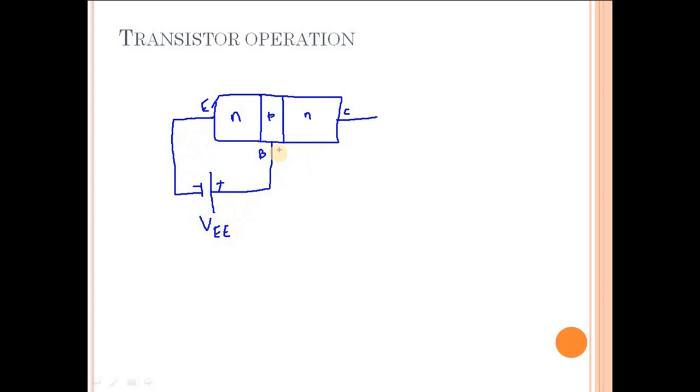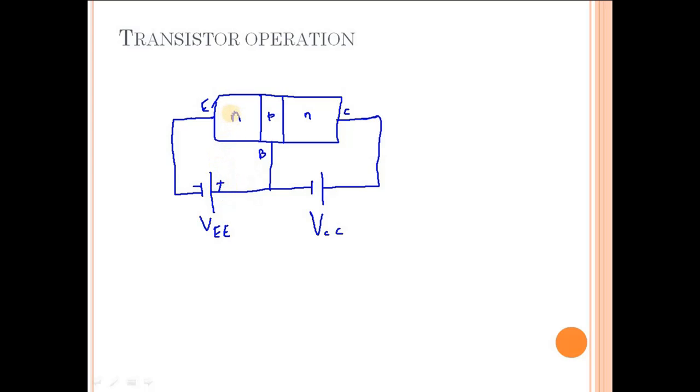And the base collector PN junction has to be reverse biased, and to reverse bias we have a DC battery of this polarity, so that P is at lower potential than the N-type material, and that sort of biasing is provided by this VCC. So at this point, the base collector PN junction is reverse biased, and the emitter base PN junction is forward biased. In such a situation, what happens?